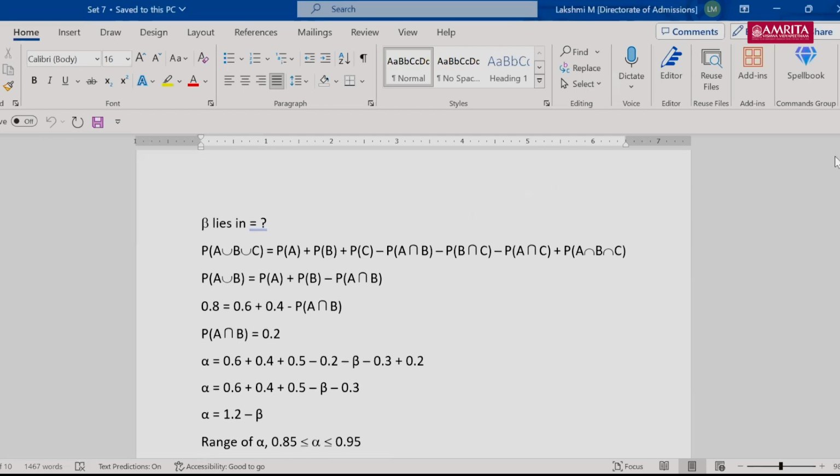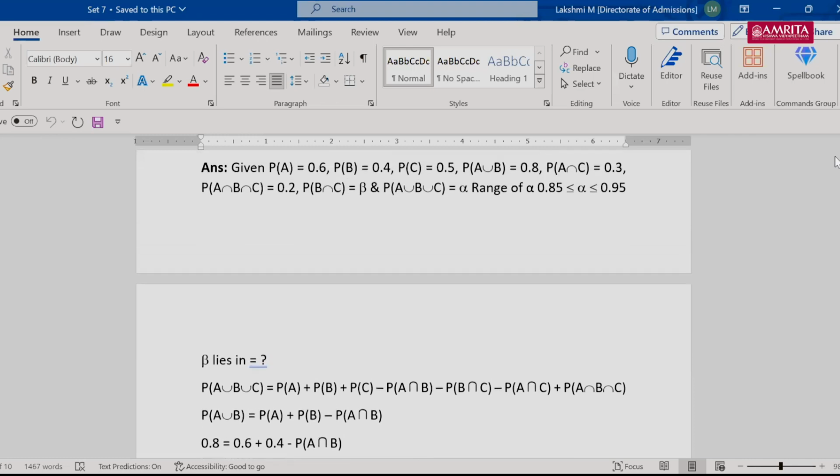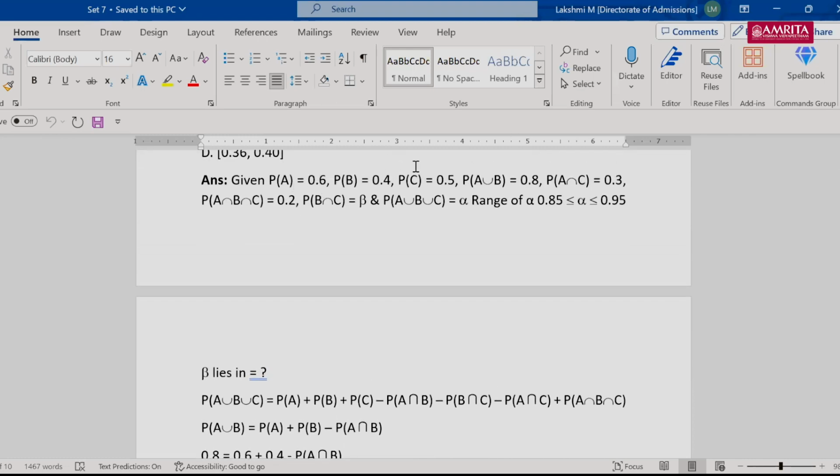So we'll just revisit the question once again. P of A, P of B, P of C is there. A union B is given, but not A union C. It's A intersection C, B intersection C, A intersection B intersection C, then A union B union C. And I want to find out the range of beta, right? I hope this part you all have a clear idea.